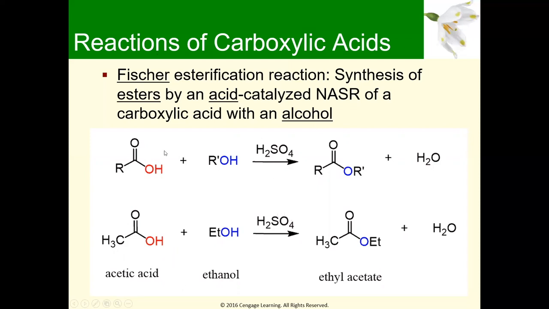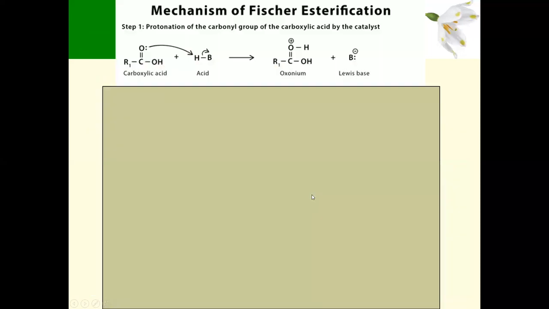Now, all I need is that you'll be able to predict a product, but I do want to go through the mechanism here. So this is the step-by-step mechanism of how this actually works. The first thing that happens is that acid, we said this was acid catalyzed, so the hydrogen from that acid goes onto the oxygen in the carbonyl. We protonate the carbonyl, forming that oxonium ion. And then the rest of the acid, the conjugate base, is just there.